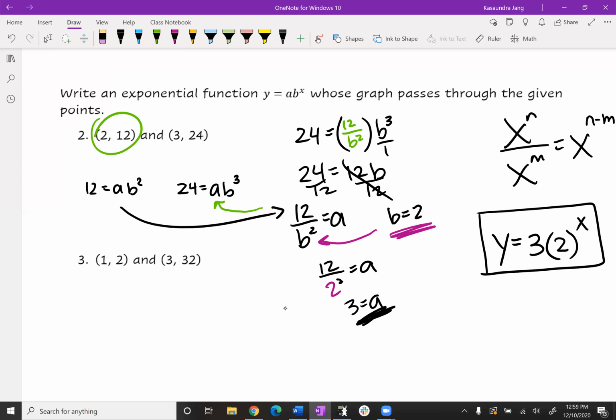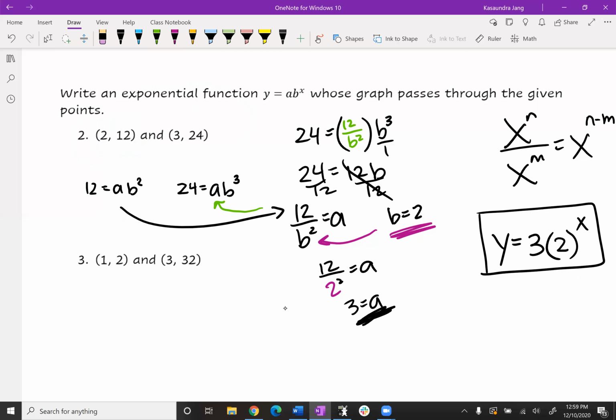I could even do that on this other point as well. If I put my 24 in for the y, 3 times 2 to the power of 3. So let's see, 2 cubed is 8, and 8 times 3 does actually equal 24. Okay, so I can check and make sure that I got this equation right.